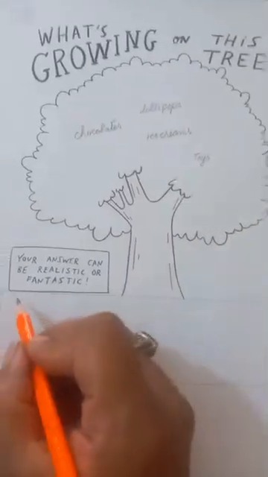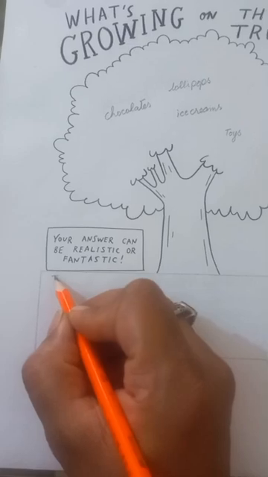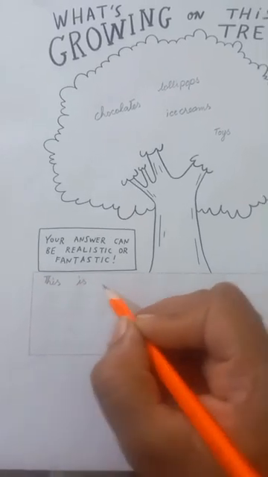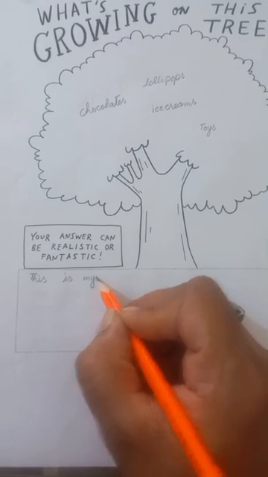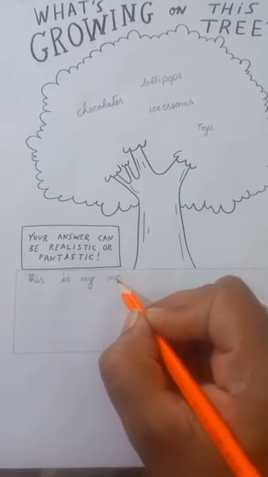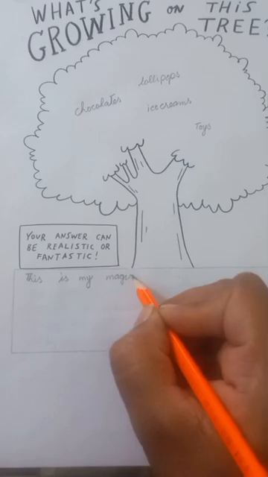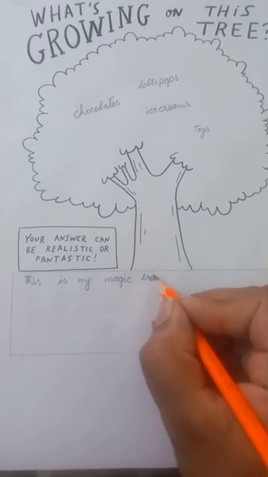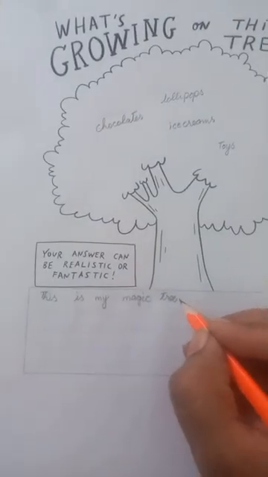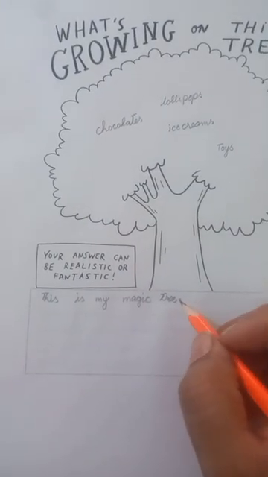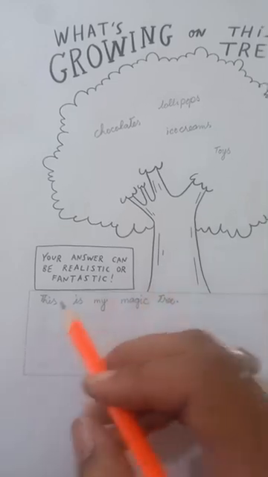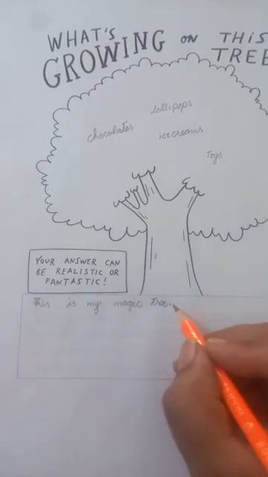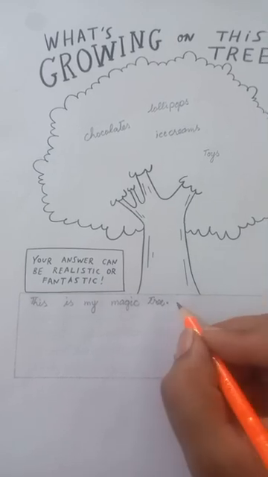Let's start. This is my magic tree. Full stop. Students, always remember that every sentence will start with a capital letter and end with a full stop.